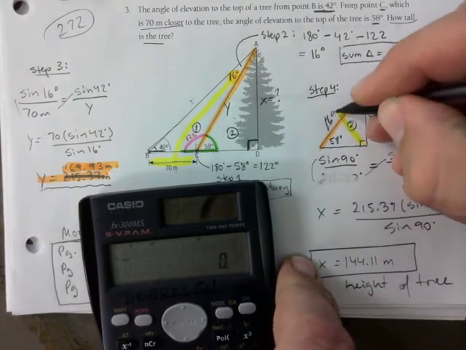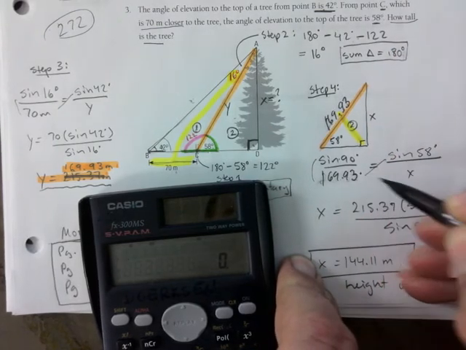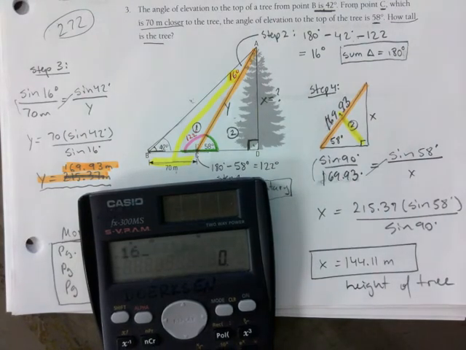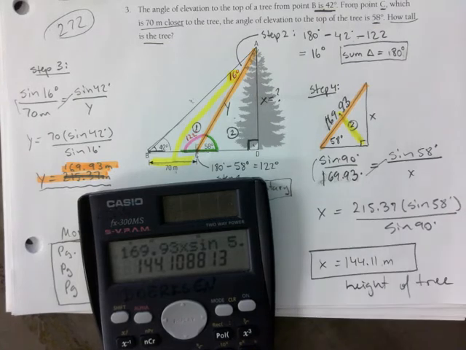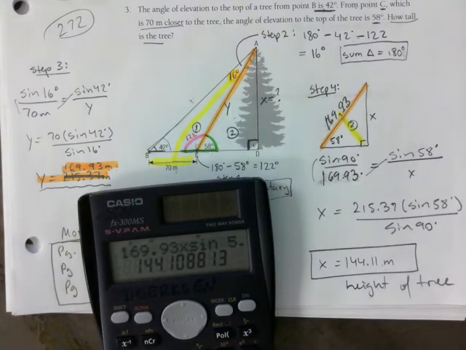This is 169.93. It's still 144.11. So the height of the tree did not change because lo and behold, I actually did it Anmol's way in my book. In my original, I did find this one, it was 215. But the height of the tree doesn't change, right? It doesn't matter which route you take, you still get this as your final answer.